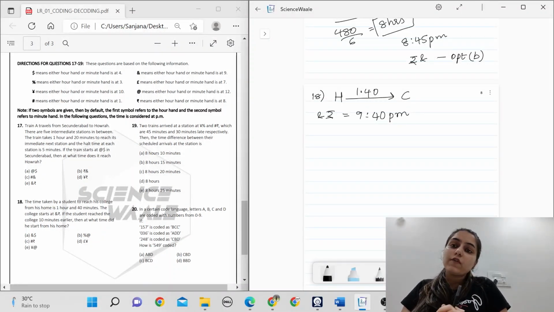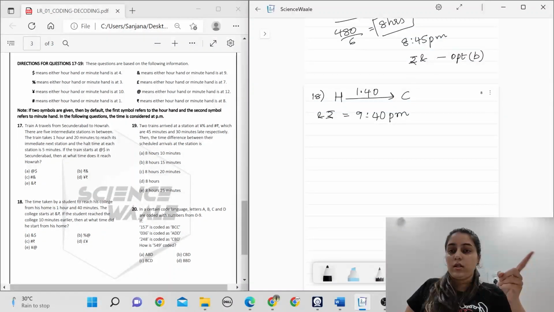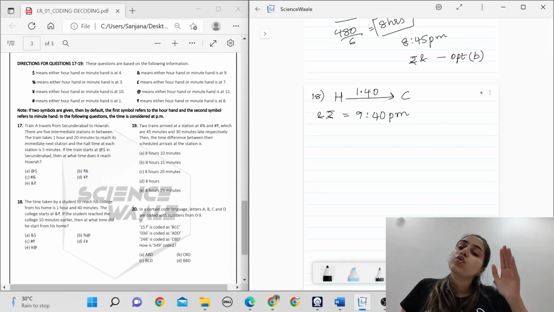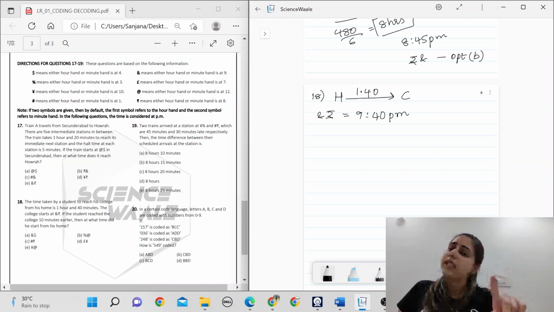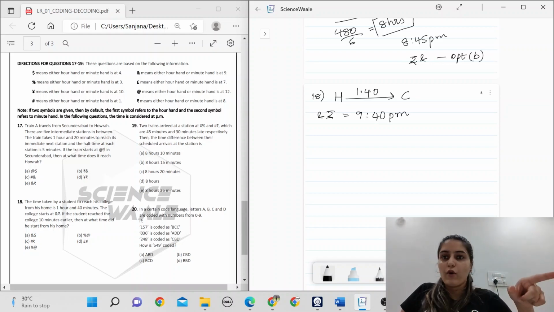So the college starts at 9 hours 40 minutes. So 9:40 minus 1:40 would be 8, right? He should have started at 8 p.m. because he takes 1 hour 40 minutes. So if he travels 1 hour 40 minutes, he would reach by 9:40 p.m.